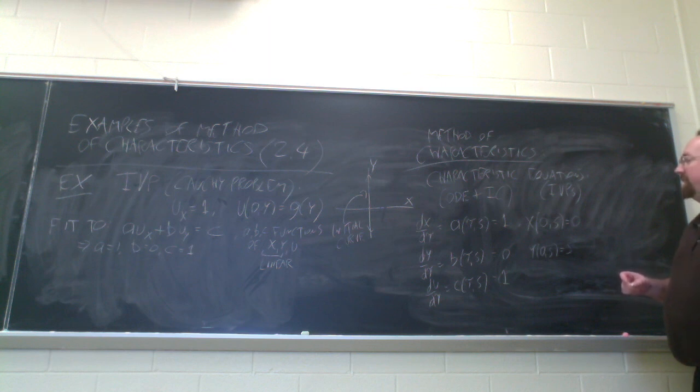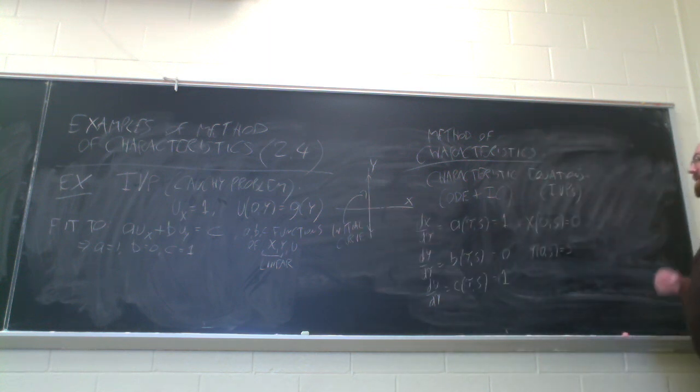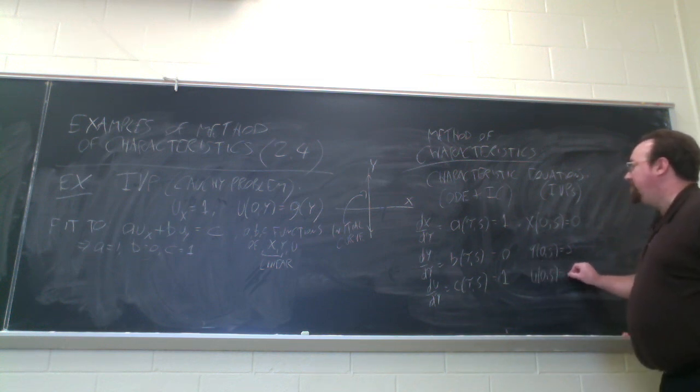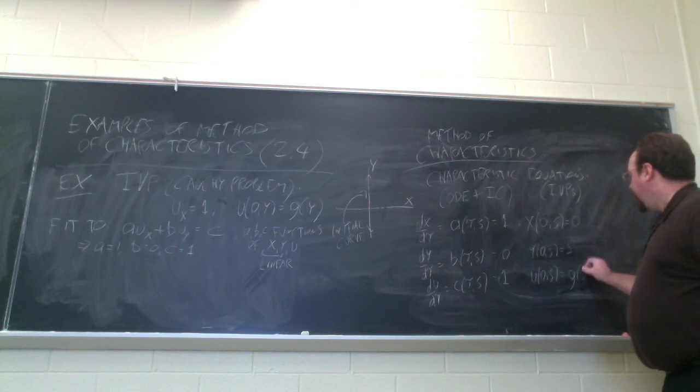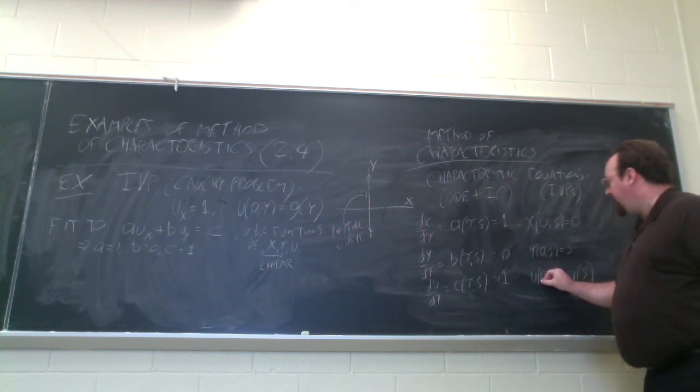Okay. And then the right side of the initial condition is used to give you the initial condition for u. So u of 0, s is equal to g of s. Okay. All right, so those are the characteristic IVP.